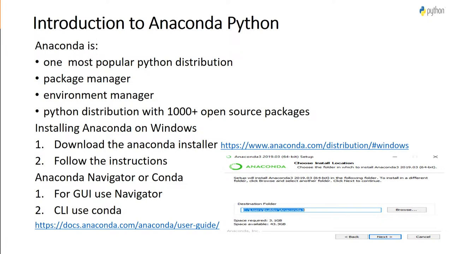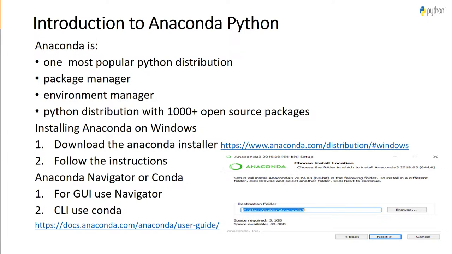So when you install Anaconda, Anaconda Python is a distribution with 1000+ open source packages. Once you install Anaconda, these 1000+ open source libraries come pre-installed with it.